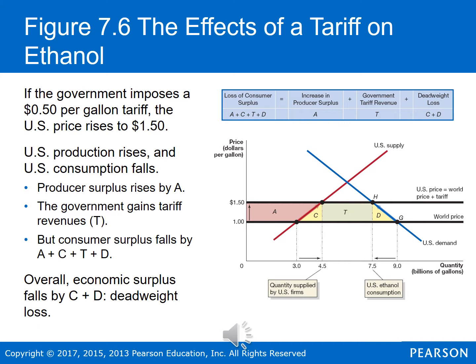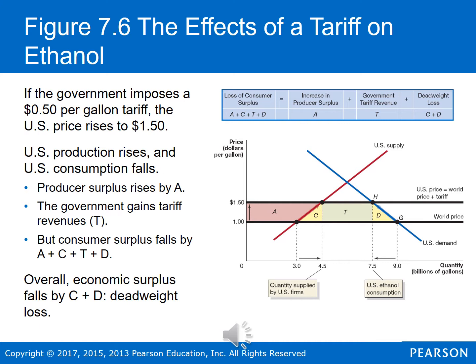While the previous price in the figure on the right, our supply and demand curves, was $1, that world price, now the U.S. price is $1.50, the world price plus the tariff. So what's going to happen? Now the quantity provided by U.S. firms is going to increase to 4.5. U.S. ethanol consumption is going to decrease from 9 billion gallons to 7.5 billion gallons, and this is because of the new higher price.